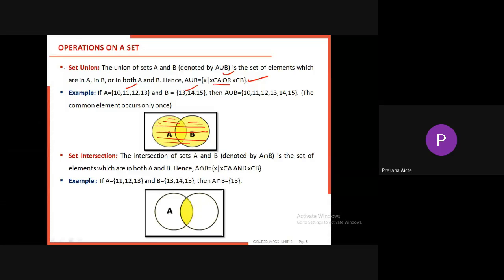Next, set intersection. There is set union and this is set intersection. Set intersection is denoted by this symbol, and it contains the elements which belong to both set A and set B. That is going to be treated as set intersection. Let us see this example: {11, 12, 13} and {13, 14, 15}. The common element in both the sets is 13 only, so A intersection B equals {13}. In the form of a Venn diagram, we can represent it like this. So this is set intersection.